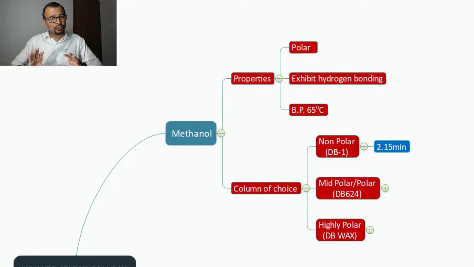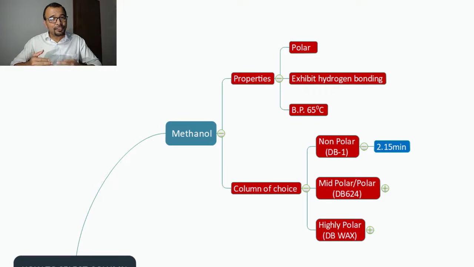Now what is going to happen with the mid-polar stationary phase like DB624? See, what is the DB624? You have 94% dimethyl polysiloxane, and the 6% component gets replaced by a cyanopropyl phenyl component. Now what is the cyanopropyl phenyl? The cyanopropyl contains the cyano group, C triple bond N. Now this group has the triple bond, right? And this triple bond has the capacity to develop a dipole-dipole interaction.